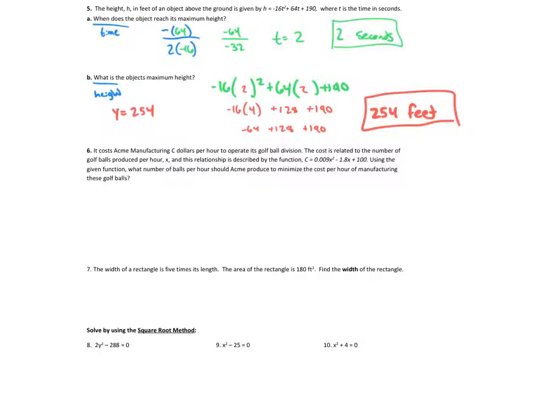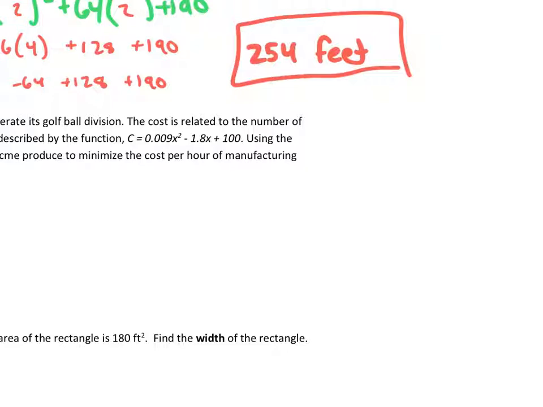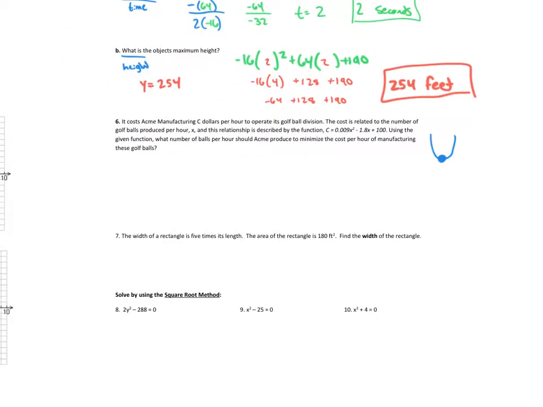It costs Acme Manufacturing $C per hour to operate its golf ball division. The cost is related to the number of golf balls produced per hour, x, and this relationship is described by the function, and then it gives us our function. Using the given function, what number of balls per hour should Acme produce to minimize the cost per hour of manufacturing these golf balls? So what's going on here is that we're going to have a curve that looks like this, where we're looking for our vertex once again, but this time it's going to be a minimum, and they tell us that. But it's the same concept.